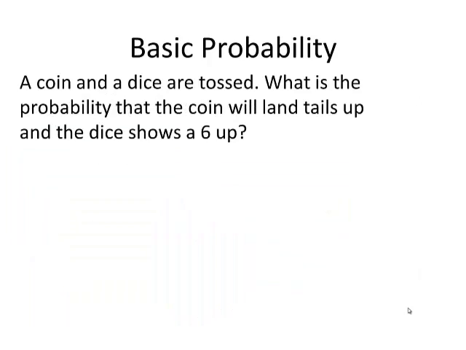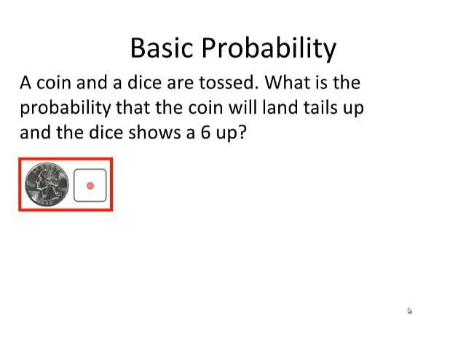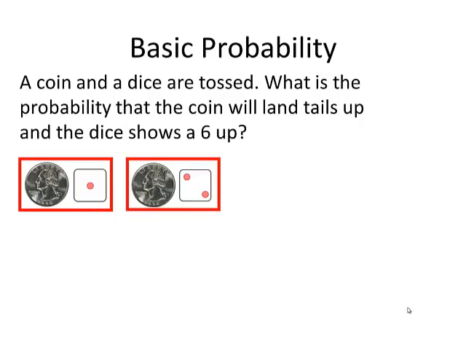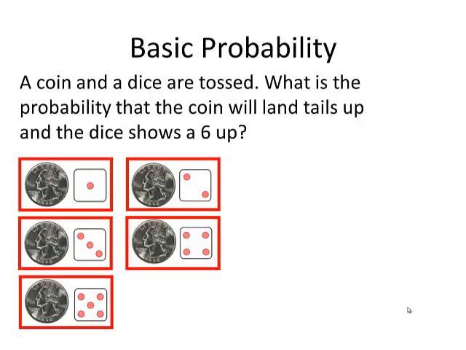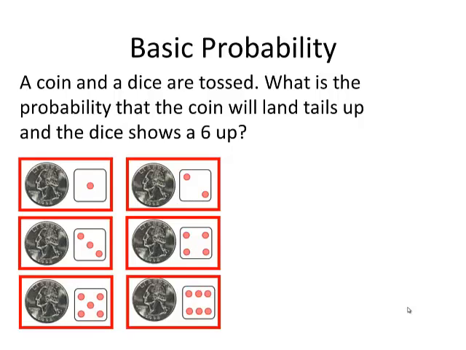A coin and a dice are tossed. What is the probability that the coin will land heads up and the dice shows a 6 up? So here's one possible outcome. There's another one. Heads with a 1, heads with a 2, heads with a 3, heads with a 4, heads with a 5, and heads with a 6.